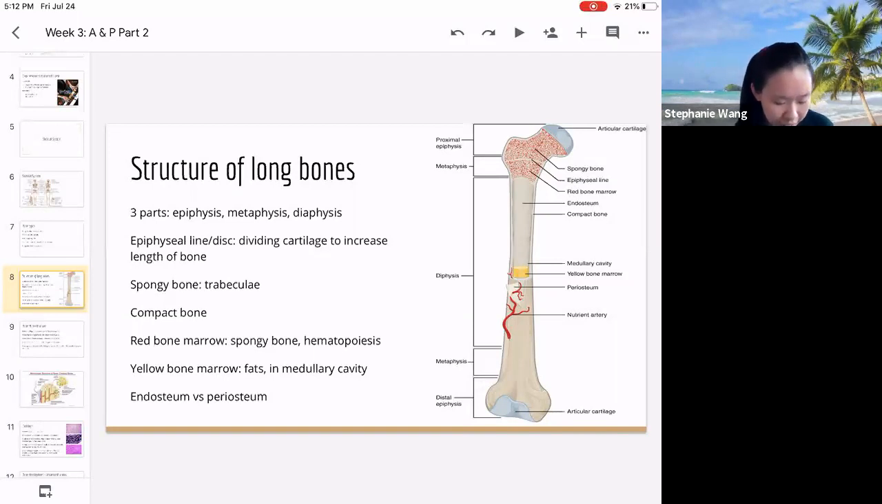Okay. Next, we have compact bone. Compact bone is what you see on the side of the diaphysis. It is not filled with air bubbles. It is more structured.